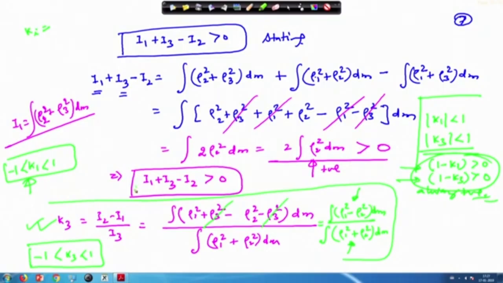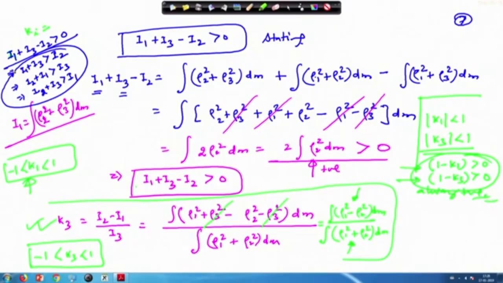This part also says I1 plus I3 minus I2 is greater than 0. So, this also implies that I1 plus I3 will be greater than I2. Along the same line, you will also have I2 plus I1 greater than I3, and also I1 plus I2 plus I3 will be greater than I1. Okay. Very easy to deduce using this kind of information. You can check, just work like this and you will get all these results.